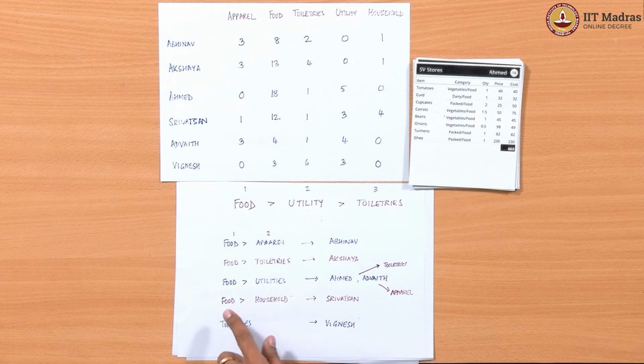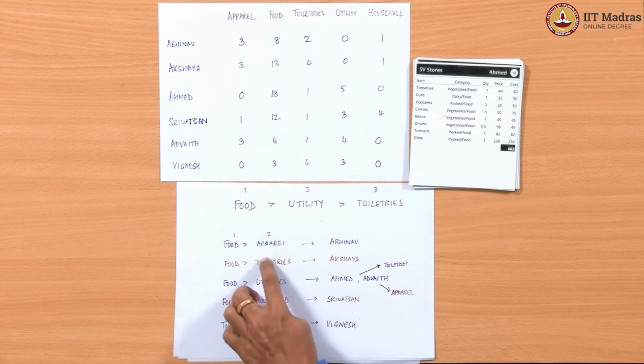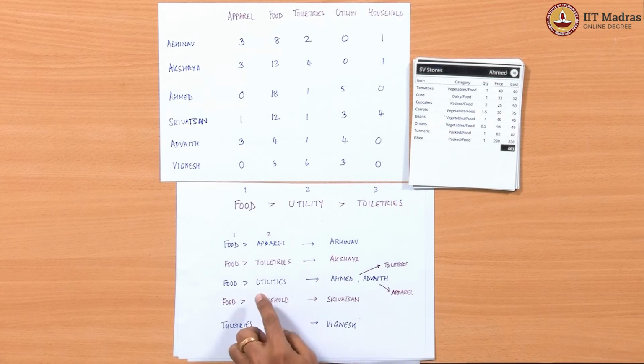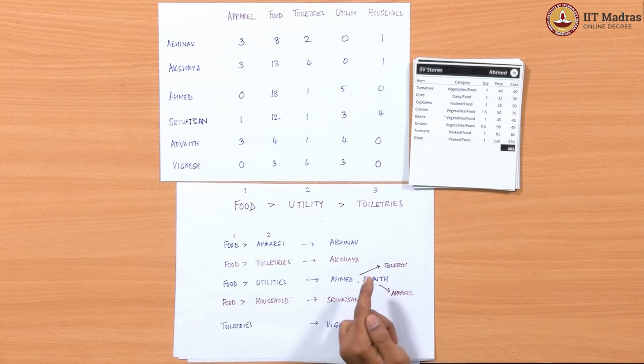If the first item is food, then we can't say. We have to ask at least one more item. If the second item is apparel, Abhinav. Second item is toiletry, Akshaya. But if it is utilities, even the second item is not enough. If the third item is toiletry, declare it as Ahmed. If it is apparel, declare it as Ahmed.